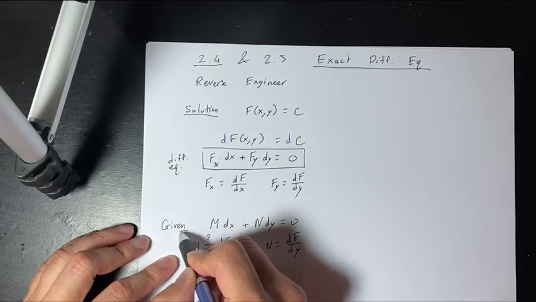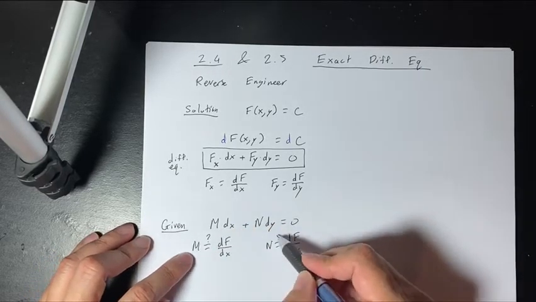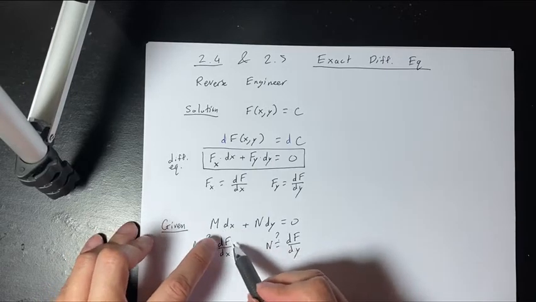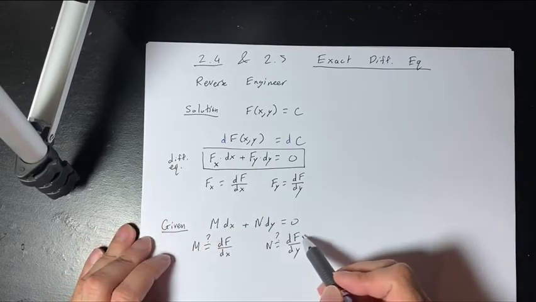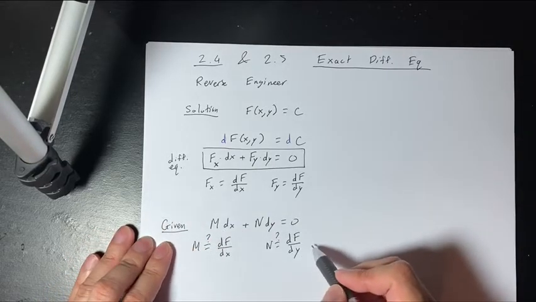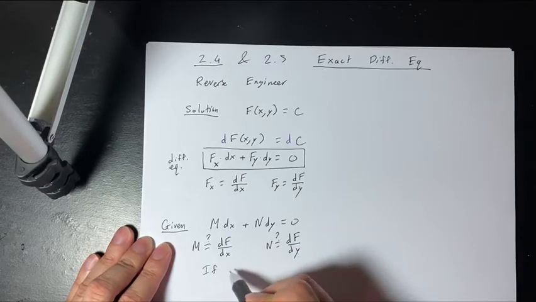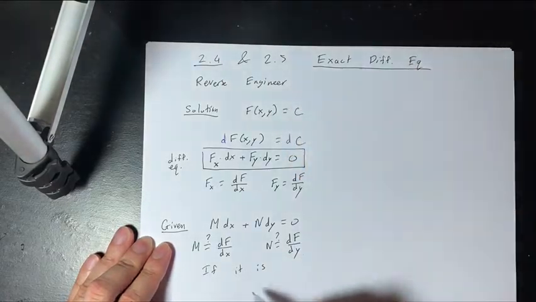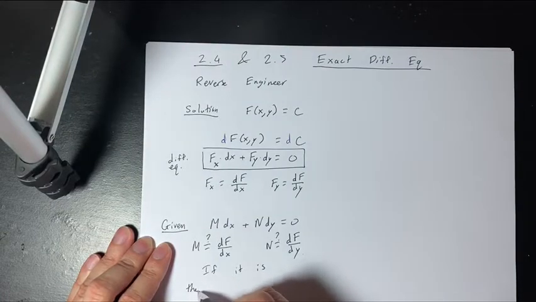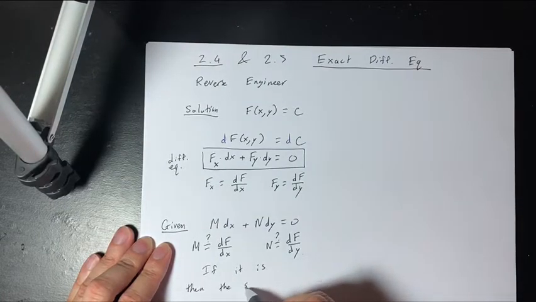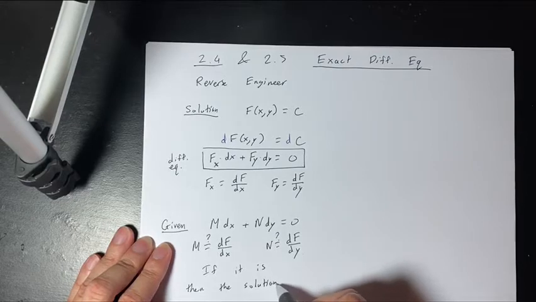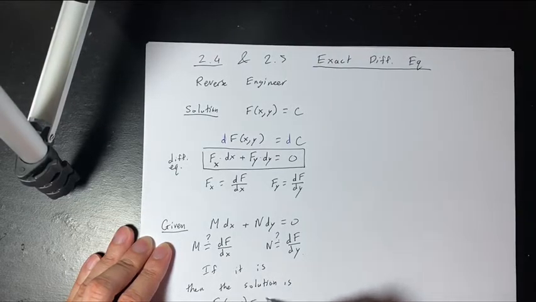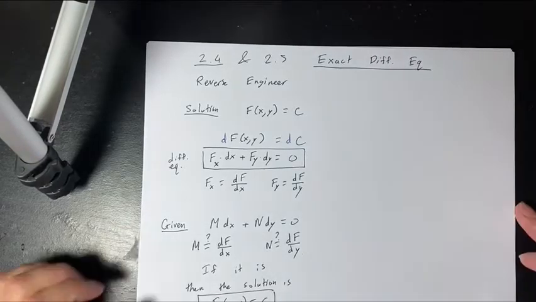This is given to you as a problem, and we really have to confirm the fact that M is df dx and N is df dy, and if it is, then it is exact, and here's our solution. And it's equal to some sort of a C.